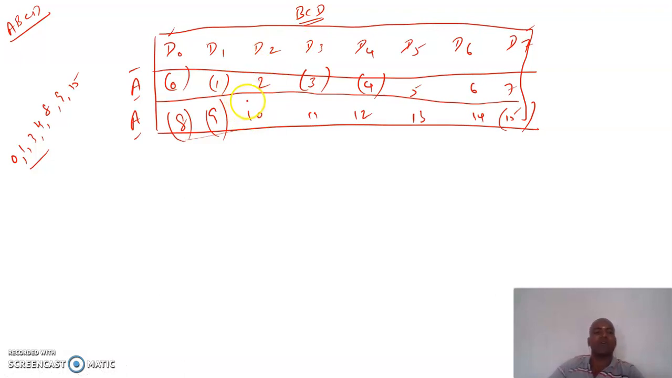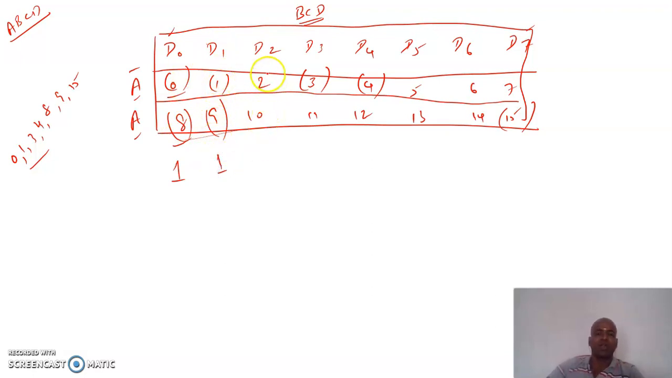So how to find these values: if both values have parentheses, see, 0 has parentheses and 8 has parentheses, so this place value is equal to 1. Similarly, for D1, both places have parentheses, so this value is also 1.